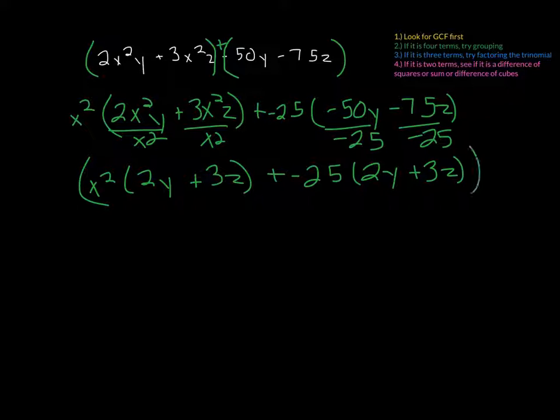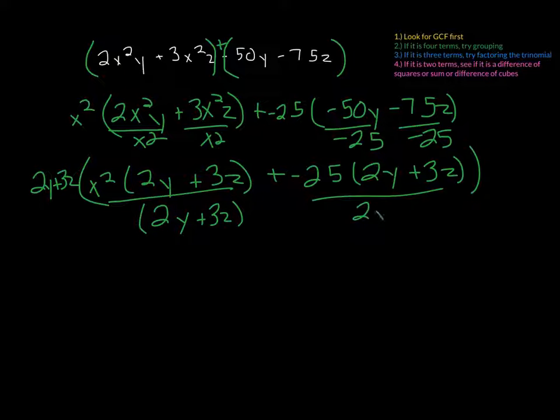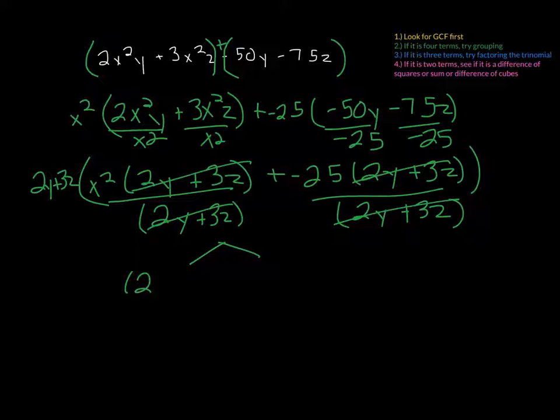So now 2y plus 3z is our common factor. So when we take that out, now my two factors that we break this down into are 2y plus 3z, and we're left with x squared minus 25.